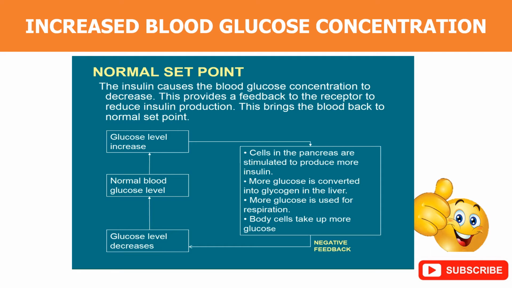If the glucose level increases, the cells in the pancreas are stimulated to produce more insulin. More glucose is converted into glycogen in the liver. More glucose is used up for respiration, and body cells take up more glucose. With the help of negative feedback, the glucose level decreases to the normal blood glucose level.